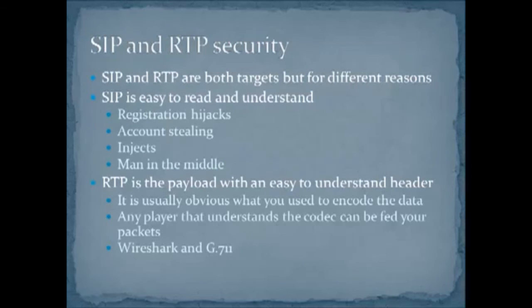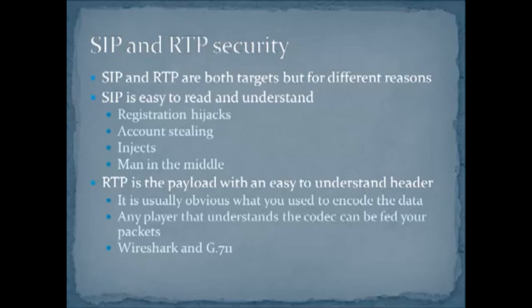Okay, SIP and RTP security. Well, if you were taking a look at voice over IP security, the two big weaknesses that we have are going to be in SIP and RTP, although for different reasons. SIP is very easy to read and understand, so that means the SIP signaling messages, such as registration, such as calls, invites, they're all very easy to spoof. And so SIP is susceptible to injects and hijacks and man-in-the-middle attacks.